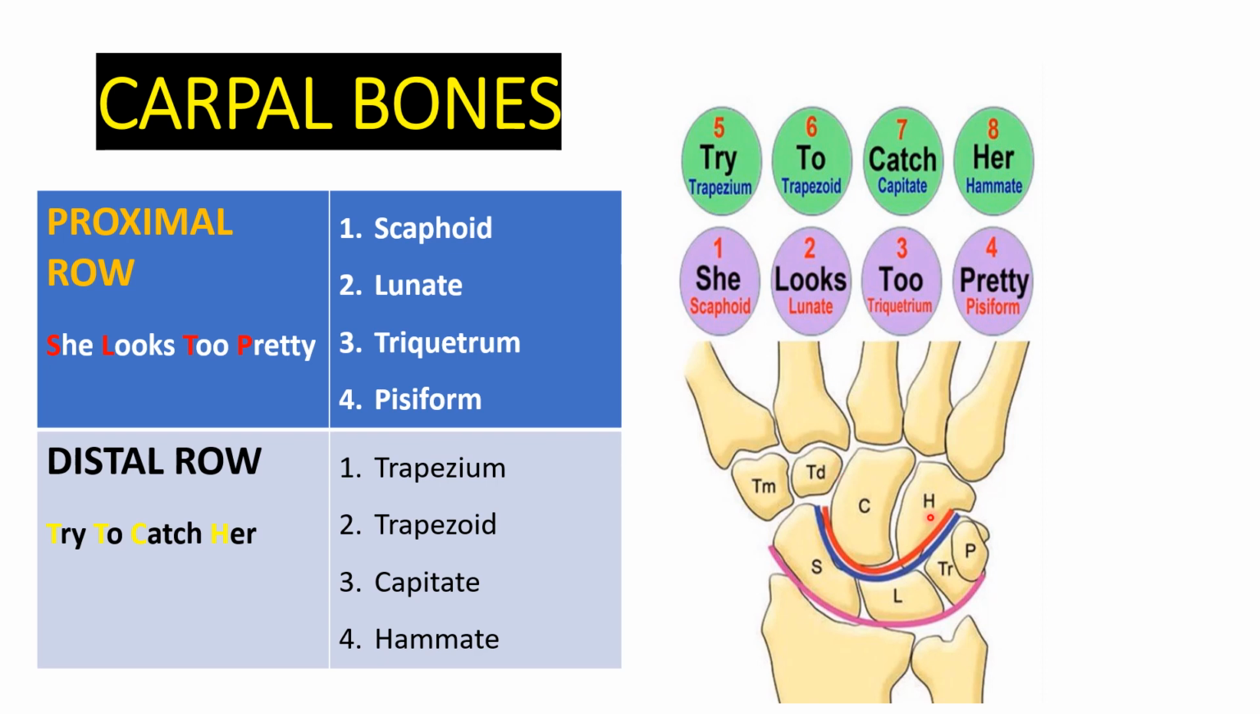Again, what are the proximal and distal bones of the carpal bones? For the proximal row, we have scaphoid, lunate, triquetrum, and pisiform. For the distal row, we have trapezium, trapezoid, capitate, and then hamate.